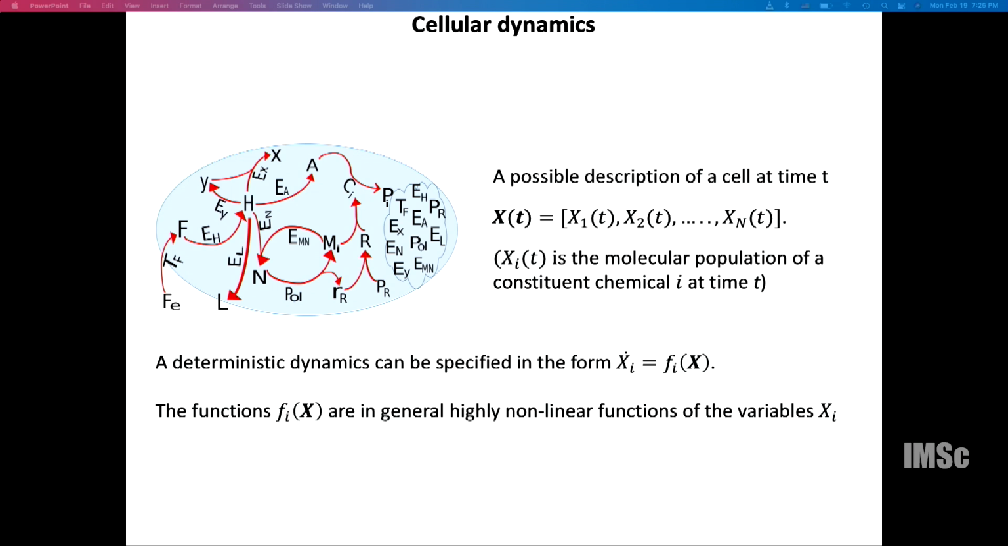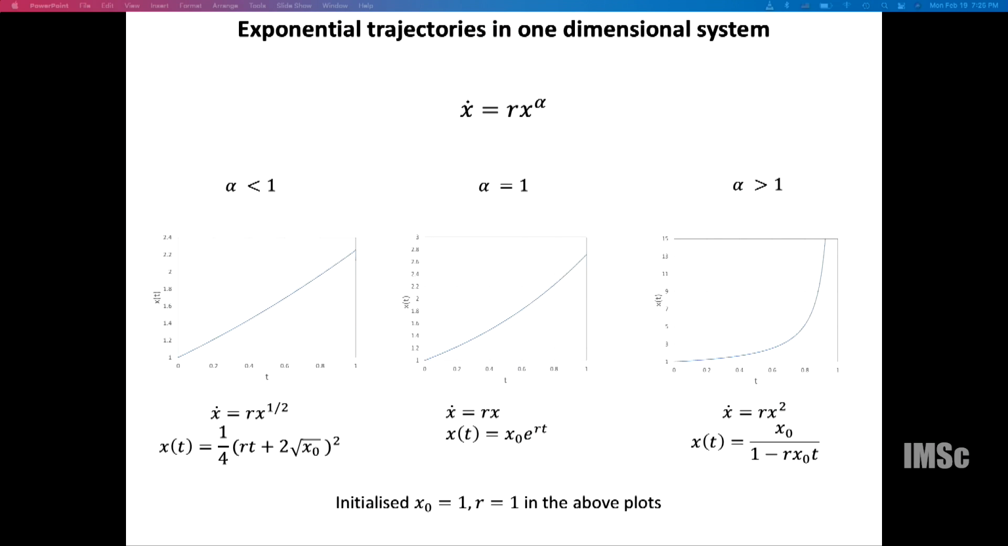Okay, so let me just make a brief digression to a one-dimensional dynamical system: dx by dt is some constant r times x to the power alpha. This is just a single variable, and alpha equal to 1, of course, is a linear system, while alpha less than 1 and alpha greater than 1 are examples of non-linear systems. This is now a simple differential equation, and you can solve it, of course, in elementary calculus for any value of alpha.